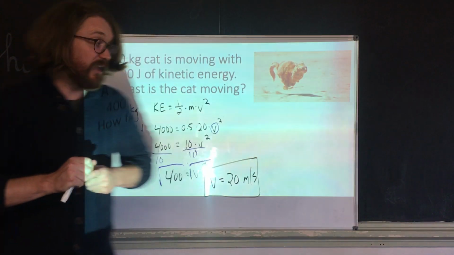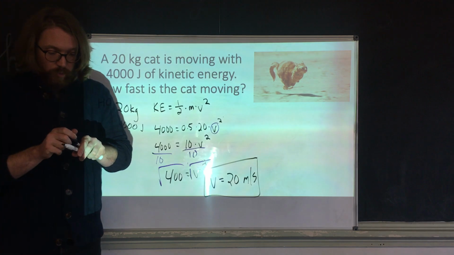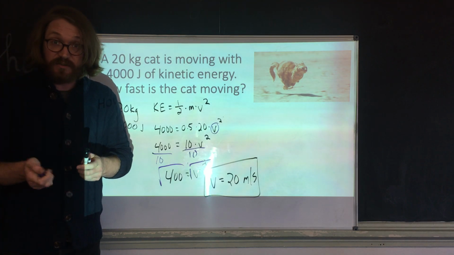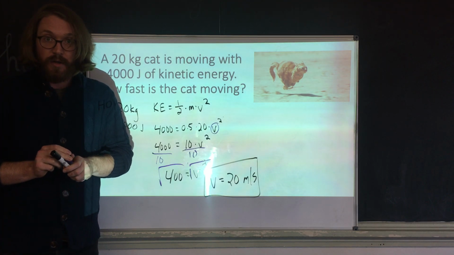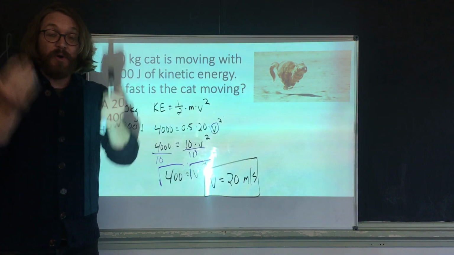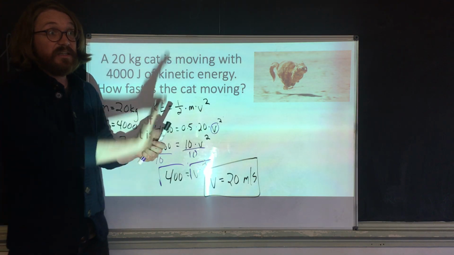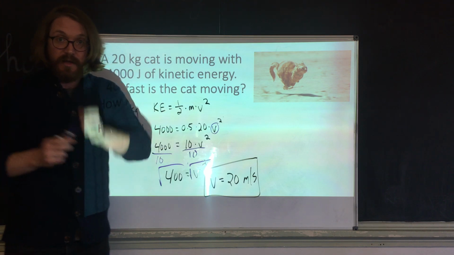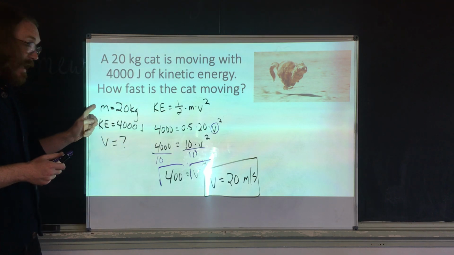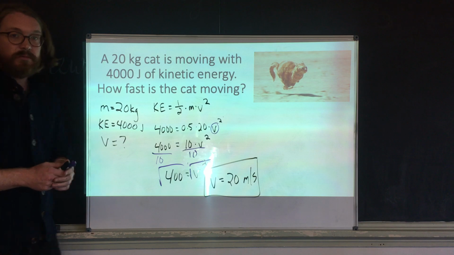And for today, this is everything that you need to know. Now you know what kinetic energy is. It's the energy of motion. You know where you have the most kinetic energy. You have the most kinetic energy at the bottom of the hill, the least kinetic energy at the top of the hill. And now you can solve for mass, kinetic energy, and velocity.